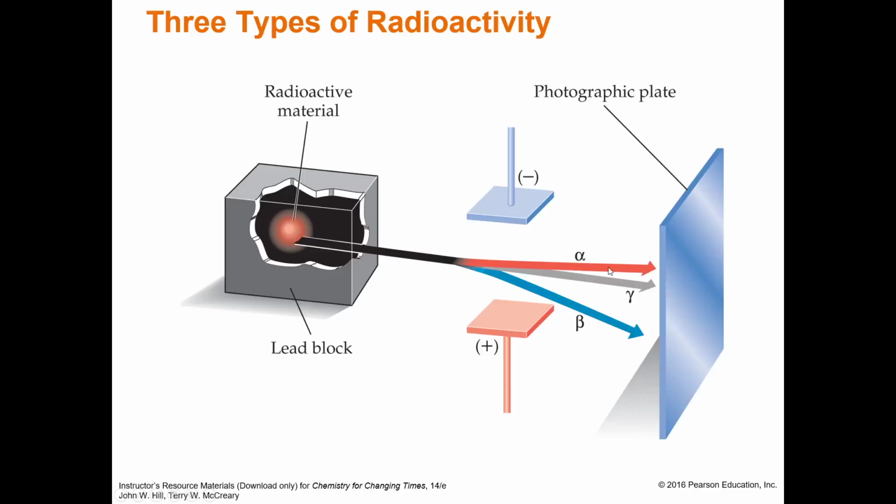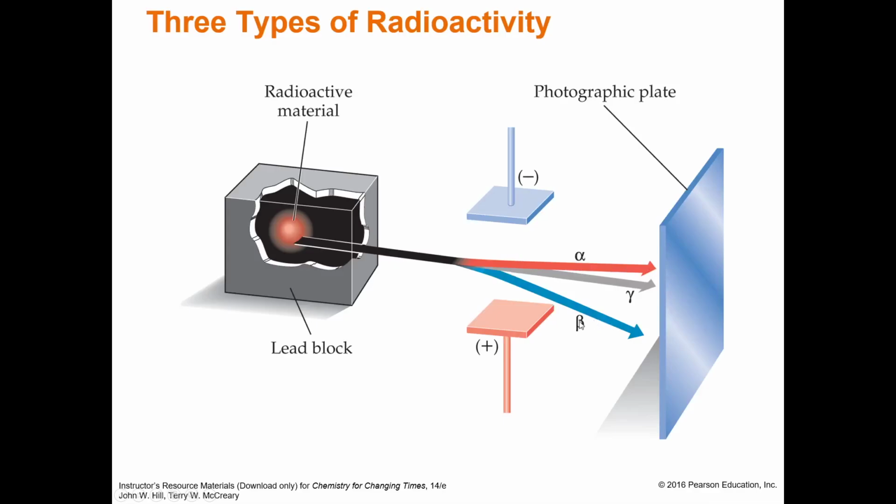Because it's much, much heavier. And so these alpha particles moved away from the positive plate, meaning it's probably positive, right? It moved towards the negative plate, meaning, again, it's probably positive. But it didn't move very much, which means it has a lot more mass.